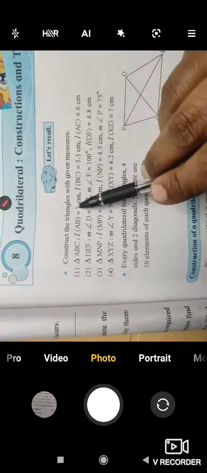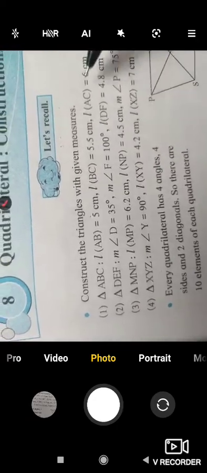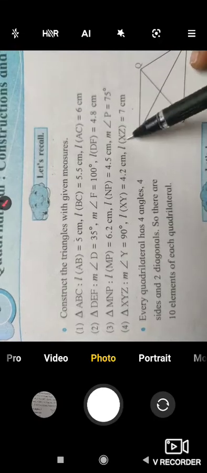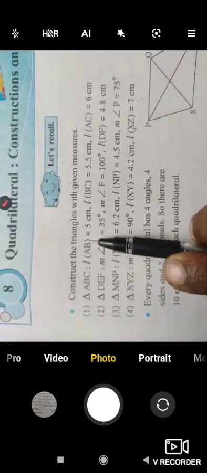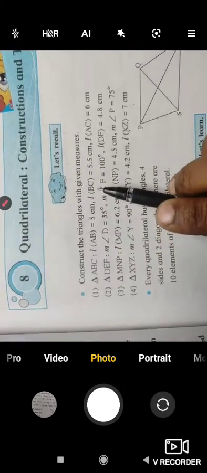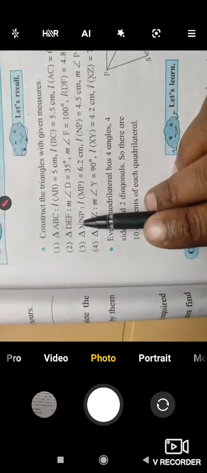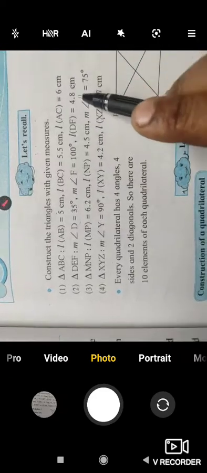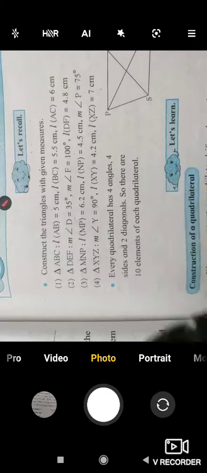Those are triangle constructions, and their measures are given. So how to draw the triangles when such measures are given to us, that we will see. In the first example, the length of all sides of the triangle is given and we have to draw the triangle. Then in DEF, the base and the two angles are given. Then how to draw the triangle, that we will see.